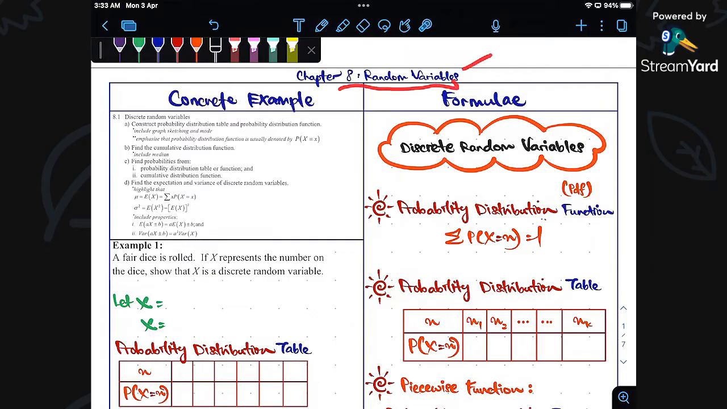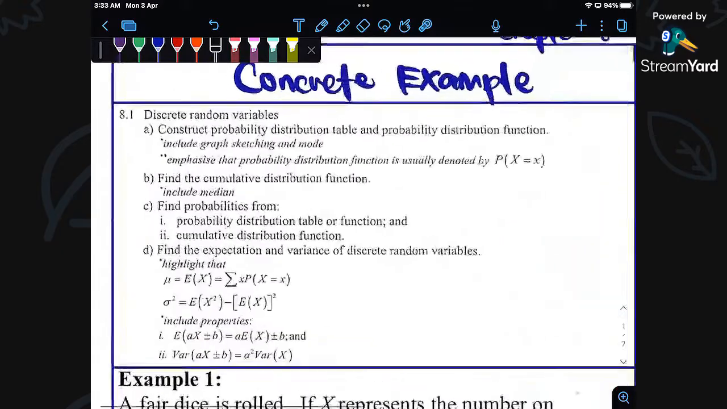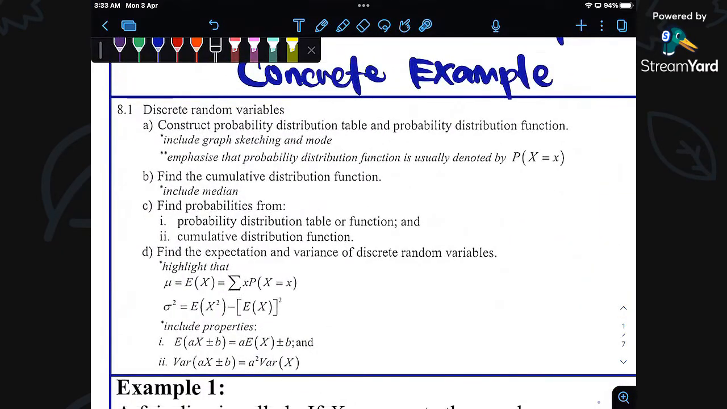There are two subtopics. The first one is the discrete random variable, and 8.2 will be the continuous random variable. Let's learn some of the learning objectives of the discrete random variable.